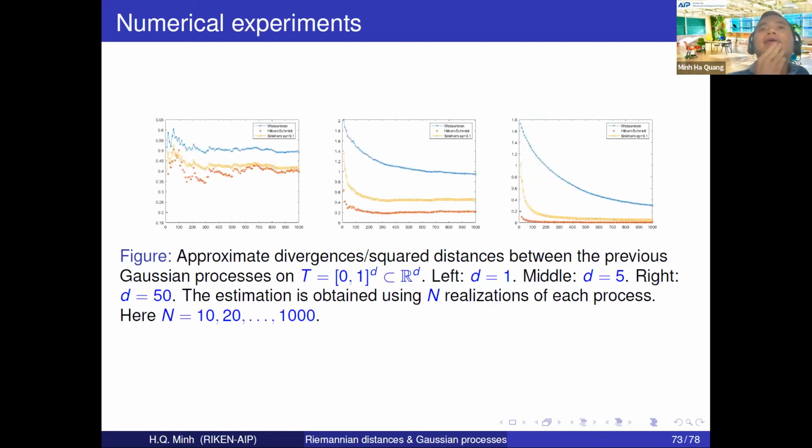And here are examples of the Wasserstein, the Hilbert-Schmidt, and the Sinkhorn divergence. Here we have the interval from 0 to 1 to the power d, where d equals 1, d equals 5, and d equals 50. We can see that for the Wasserstein distance we do not have dimension independent sample complexity, because it has different behavior as the dimension increases, whereas the other ones have very similar behavior.